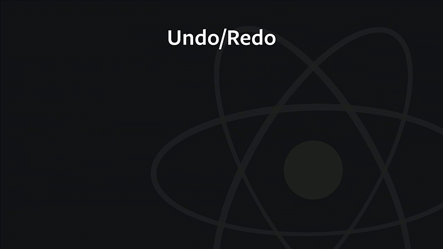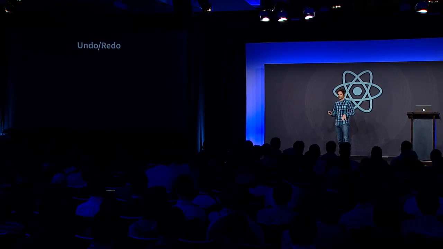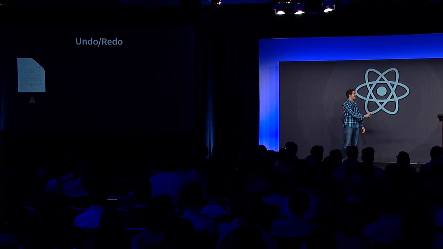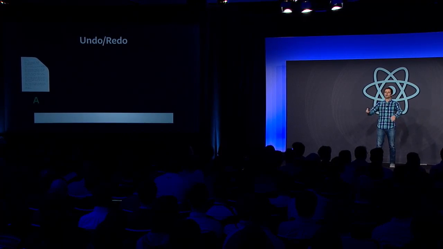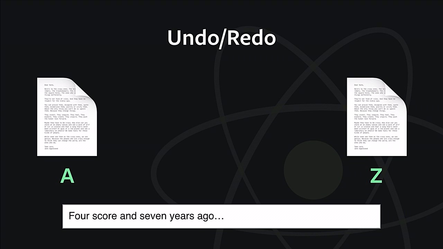So let's talk about undo redo, because this is where the immutable aspect of this model really starts to shine. This is where it really gets awesome. So let's say we start at state A. And in this case, it's just a comment input with an empty string. There's nothing there. And we're going to type in the first sentence of the Gettysburg Address, 407 years ago. I've typed all that out, and now I'm at state Z.